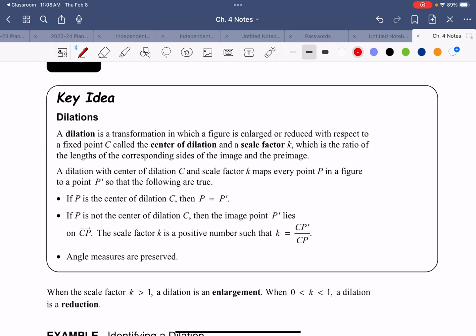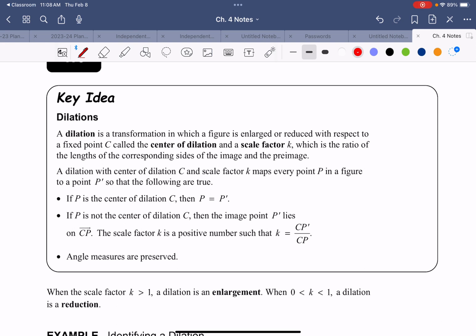Now, here we're getting into something completely new. We're getting into dilations. When I hear the word dilation in everyday language, the only time I really think about it is when I go to the eye doctor. You have to get your eyes dilated, and we all know what that means if you've been. That means your pupils are really, really huge.